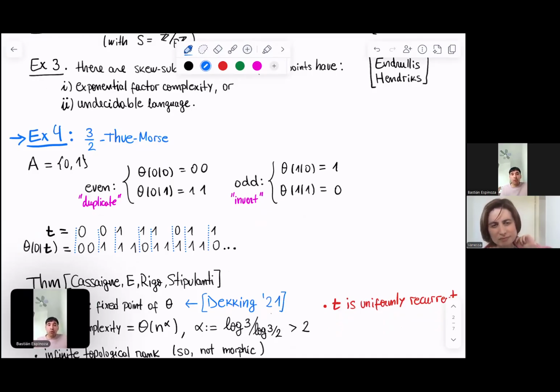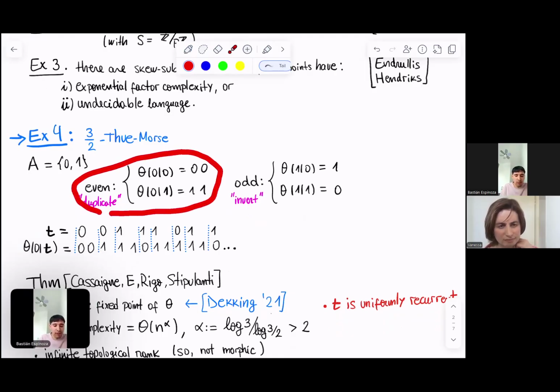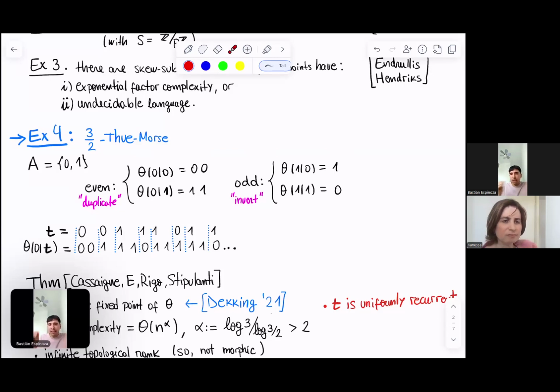So we use only two letters, 0 and 1, and we use these two substitutions. So again, we come back to the case in which we use the very simple action in which every letter acts in the same way. We only flip the state. So we have a substitution for even coordinates, and then we have a substitution for odd coordinates. We use these two substitutions. It's not really important to look at the particular details.